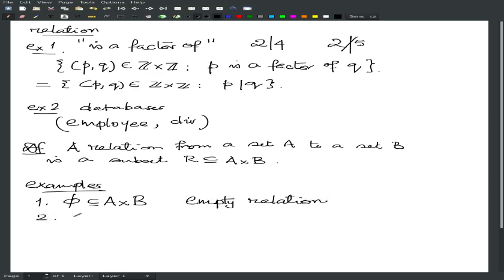And A cross B is always a subset of A cross B. It's obvious. This is called the whole relation. But now for something else.